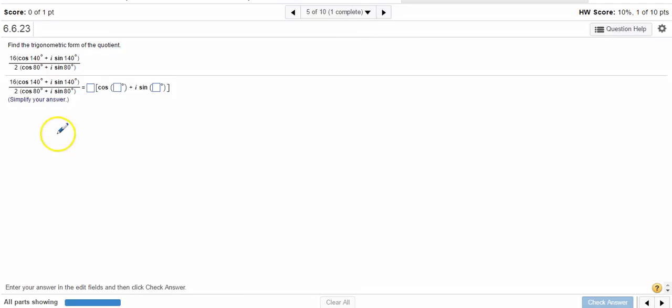Here I can see that the r values on the top and the bottom, we have 16 and 2. Well, if you actually reduce 16 and 2, that would equal 8. And then when I'm figuring out what goes inside for the theta values, I know it's going to be cosine of theta. My theta value is going to come from subtracting the one on top minus the one on the bottom. So 140 minus 80 is going to equal 60. And then that angle gets used twice, so it's also going to be plus i sine of 60.